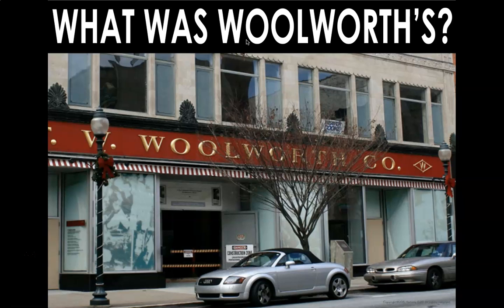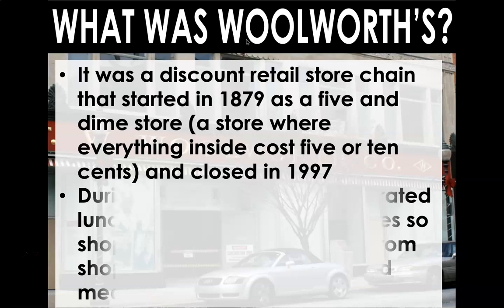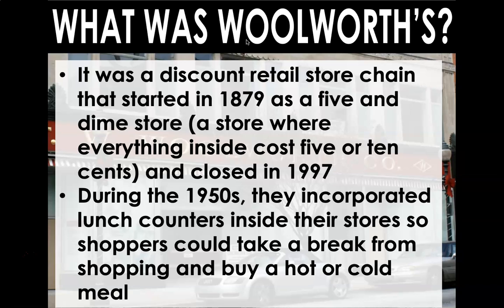So again, we talked about Woolworths. It was a discount retail store chain that started in 1879 as a 5 and dime store. And this is what you need to know, because my grandmother actually used to work at a 5 and dime store. Everything in the store cost 5 or 10 cents. Now, obviously, with inflation, that wouldn't happen anymore. But maybe you could kind of consider it like a little dollar store, okay? Or something a little bit more. So it closed in 1997. During the 1950s, they also incorporated lunch counters inside their stores, so shoppers could take a break from shopping and buy a hot or cold meal.